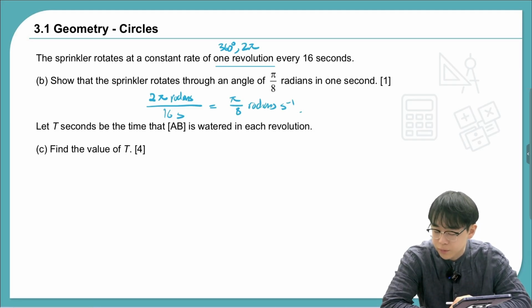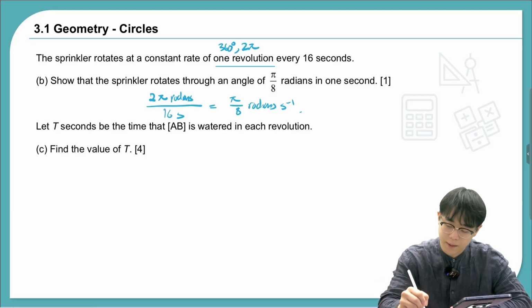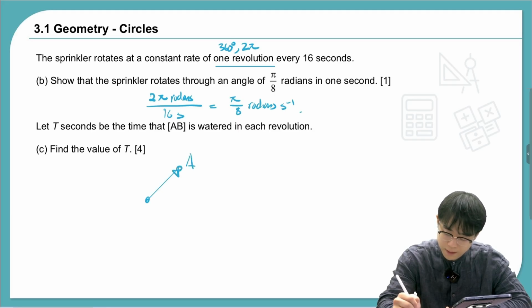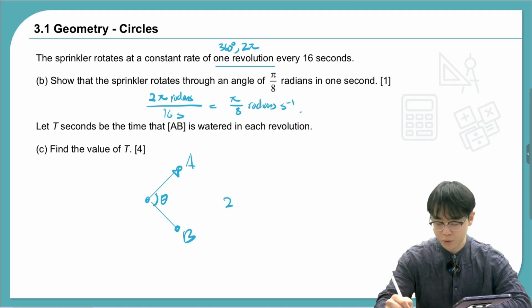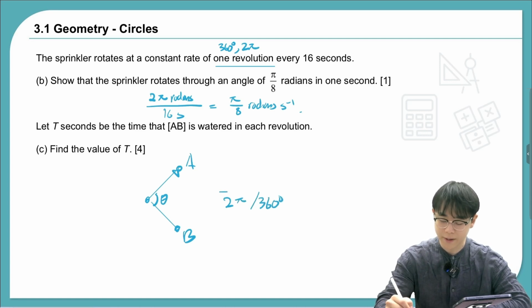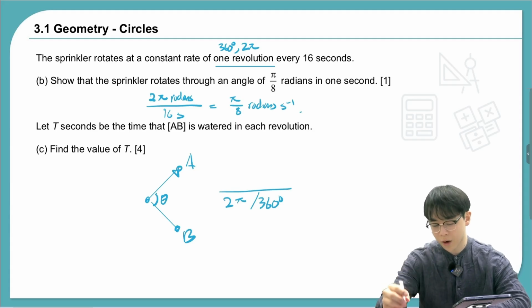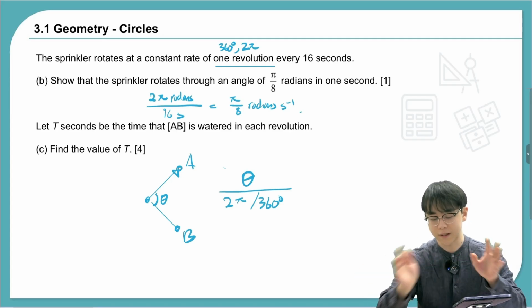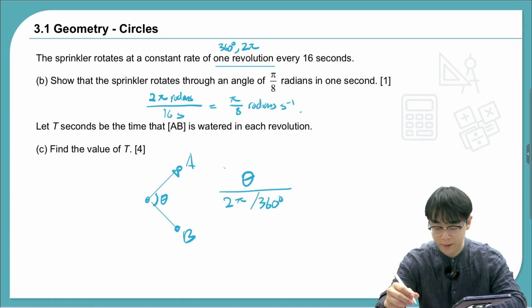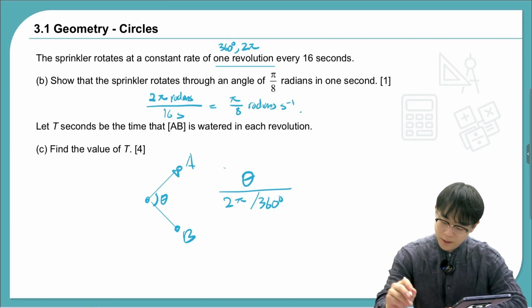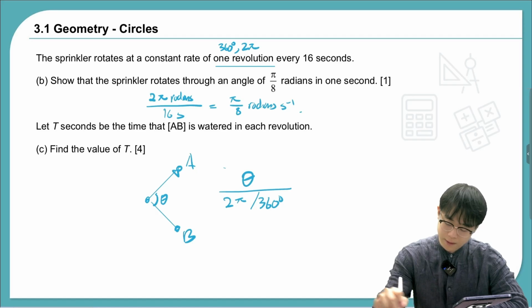AB is watered in each revolution. So we want to look at the time when the sprinkler is passing from A to B, right? So we have our point A and then we have our point B. So we know that the sprinkler is going to be rotating around the circle. We want to know like what the angle here is, right? So if we say 2 pi or 360 degrees is like this entirety, for the sprinkler rotating at a constant angle, if you find theta over 2 pi, or theta over 360 degrees, that would give the fraction of time it spends watering the path from A to B. Okay. So let's find out what this angle theta is going to be.